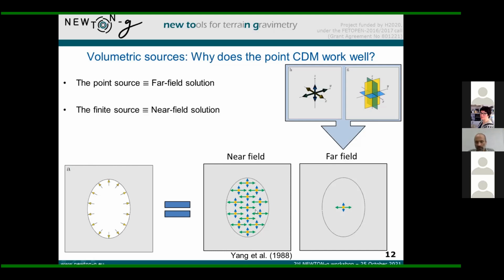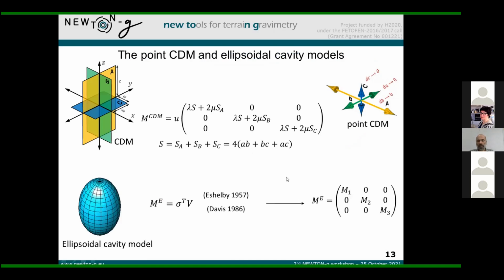But we can use this for validation purposes, as you will see later. Before that, I compared this point CDM with ellipsoidal sources of pressure. For this purpose, I considered the moment tensors of the point CDM and also of pressurized ellipsoidal sources. The diagonal elements of this moment tensor basically reflect the different forces that form the point CDM.